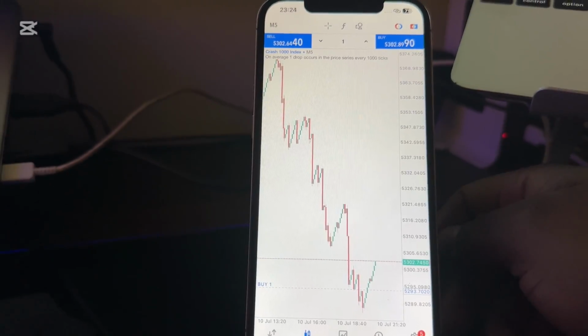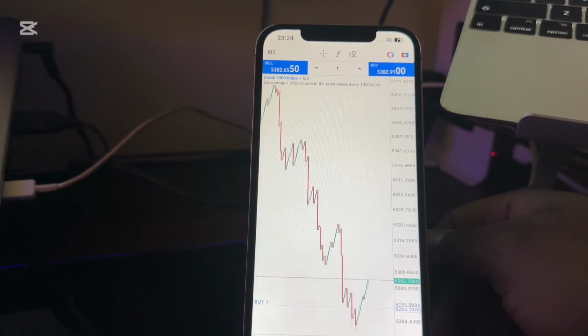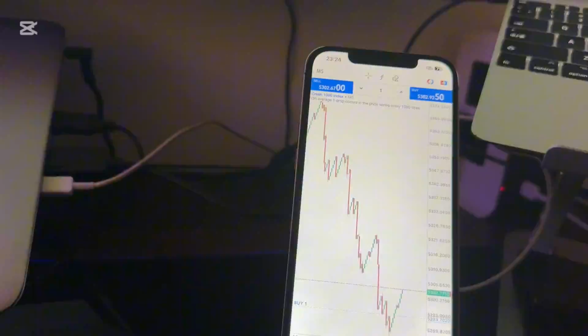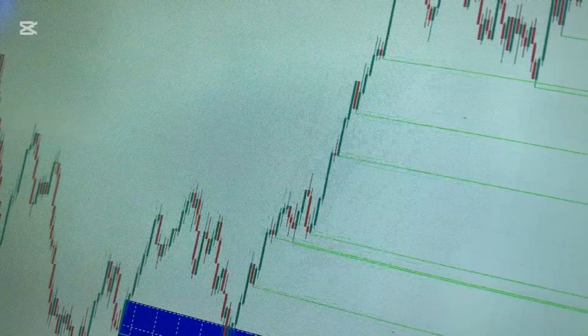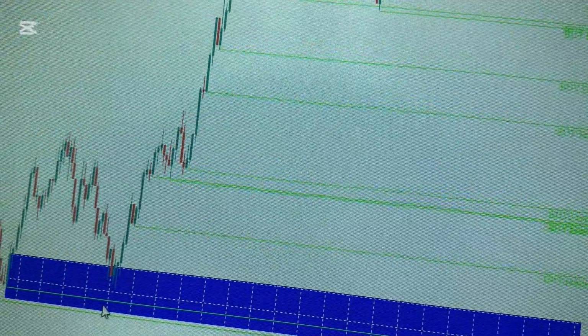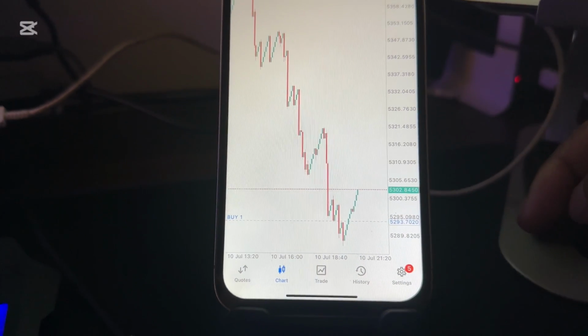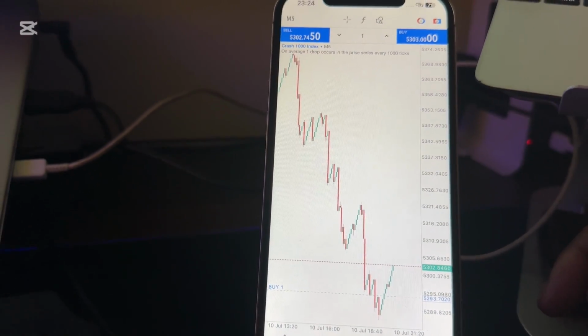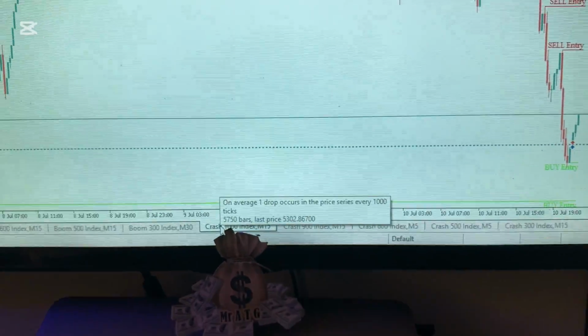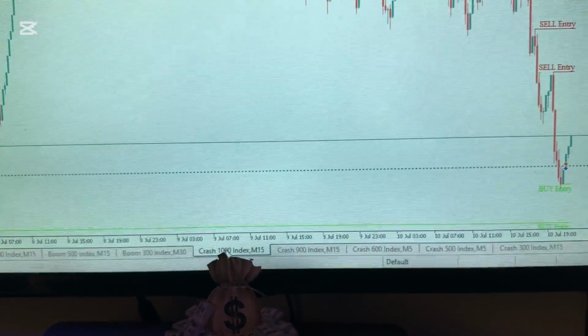Okay, guys, at this point, I'm just tired of keeping on updating you guys of wins and wins that we're getting from the indicator, right? Because I keep on showing you wins, and you guys probably think it's fake. But look at Crash 1000. I told you we're going to buy. Let me show you on the screen.